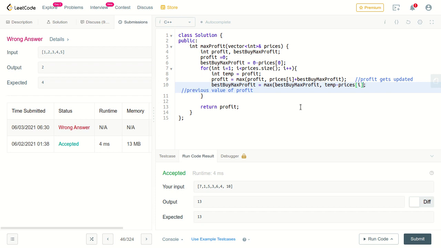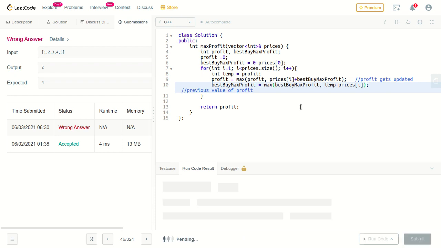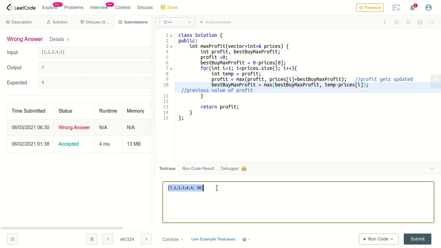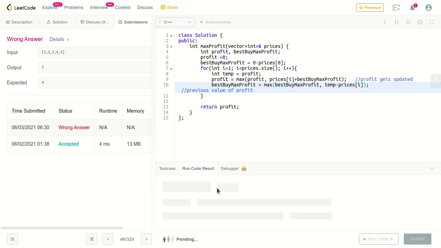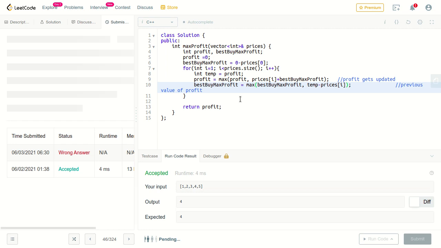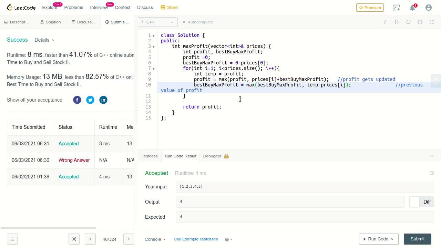Okay, so let's copy this, paste it and run it. LeetCode, I do not have the premium subscription, sorry. Yeah, it seems it has run pretty fine. Let's go ahead and submit. Yeah, it was a success.